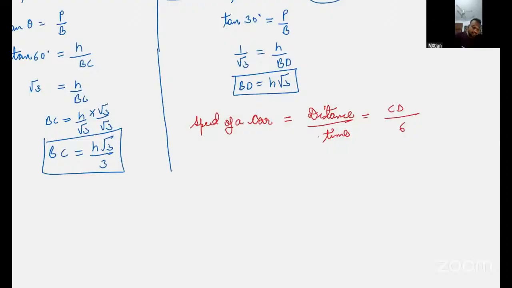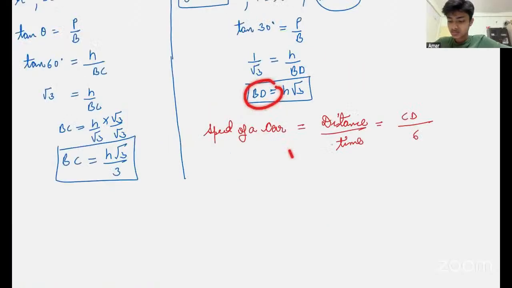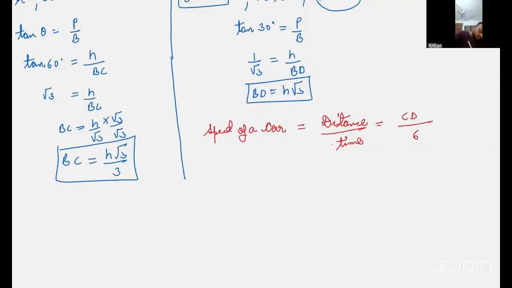How will you calculate CD distance? Sir, BC plus BD. See, we know that BD, this whole BD, if I subtract BC, I will get CD. Did you understand? So if you want to calculate CD, it is equal to BD minus BC.